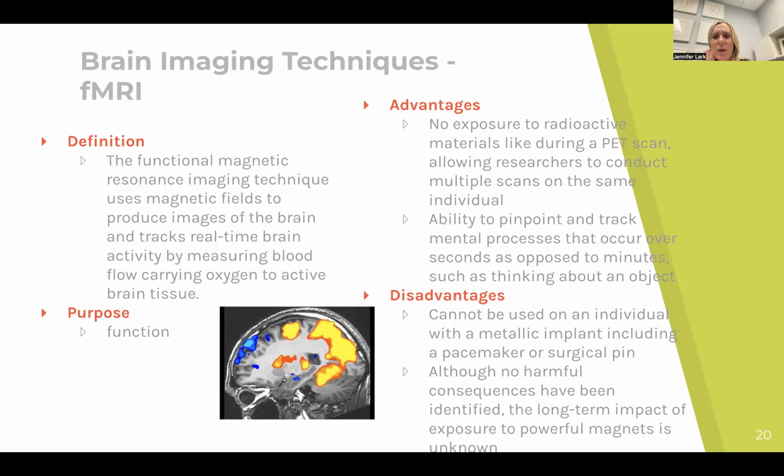It also allows us to pinpoint and track mental processes that occur over seconds as opposed to just minutes. Like thinking about an object, you literally can see different parts of the brain light up as the person is engaging in thought. So cool. Disadvantages, it can't be used on individuals with metallic implants. And although there's no harmful consequences that have been identified so far, the long-term impact of exposure to these powerful magnets is really not well researched. And so it's a little bit unknown.